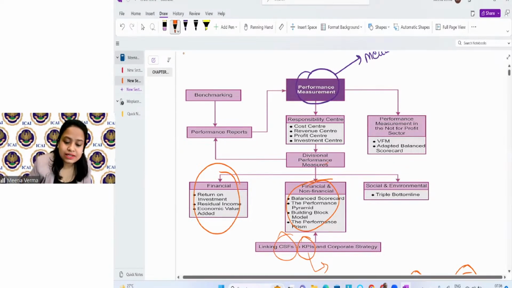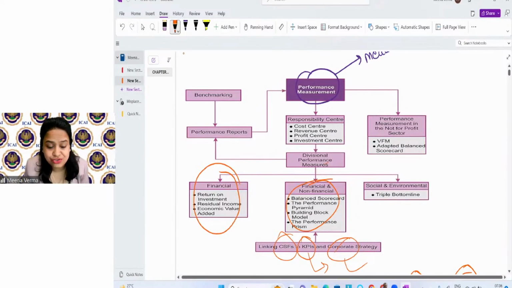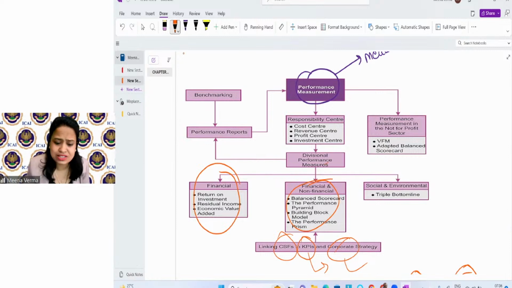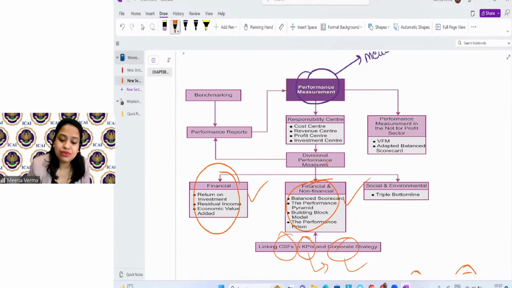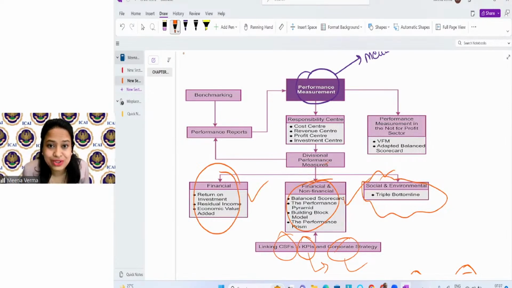So the point is that it is done in corporate strategy. It's all about how we measure all these things: critical success factor, key performance indicator, corporate strategy. We will study all these things and see the link between them. We will see the financial factors and the non-financial factors here. And then we will see how well we are performing for the society and environment, because we have learned about environmental management accounting also, right? That we are actually responsible toward the environment and the society also.